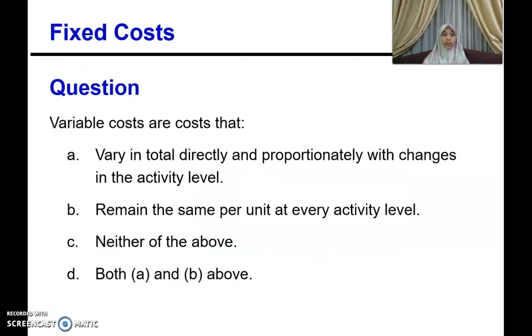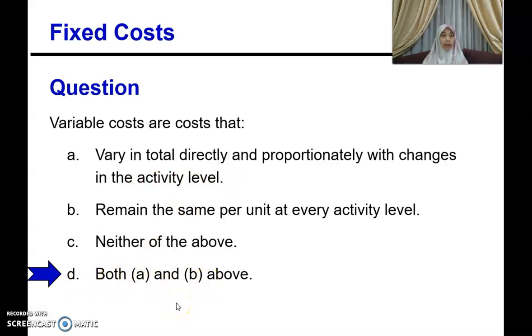If you look at this question, variable costs are costs that vary in total directly and proportionately with changes in the activity level. Is that true? What about your variable cost? It remains the same per unit at every activity level, or neither of the above, or both A and B above. Which one is your answer for variable cost? It remains the same per unit at every level, and it varies in total directly and proportionately with changes in the activity level. So the answer is D, both A and B above.